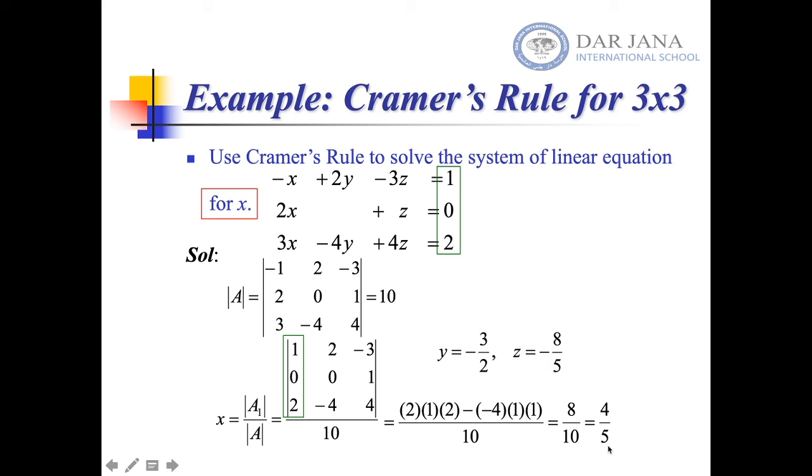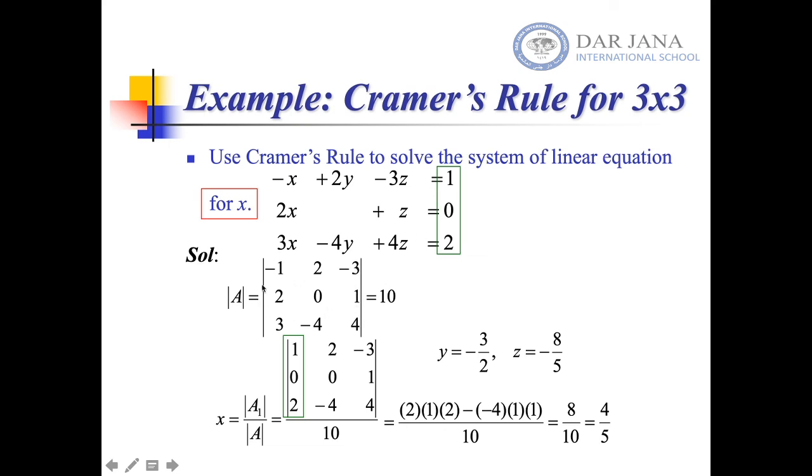To find y, we take the coefficient matrix and replace the y column, which is 2, 0, and negative 4, by the constant column 1, 0, and 2, find the determinant, and then divide it by 10. Also, to find z, we go to the last column, the z column, which is negative 3, 1, and 4, and replace it by the constant column, 1, 0, and 2.